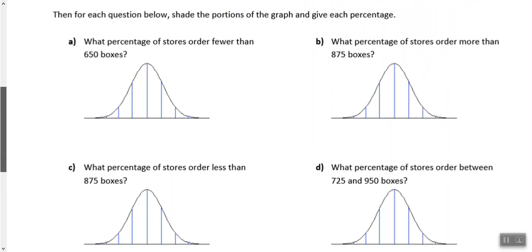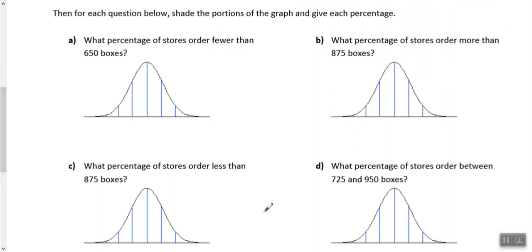So for part A, what percentage of stores ordered fewer than 650 boxes? 650 was 2 standard deviations below, so I want everything below that. So first I'm going to shade it in, and then I'm going to add my 2.35 plus my 0.15, and I get 2.5% as my answer.